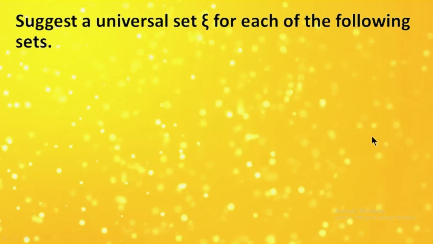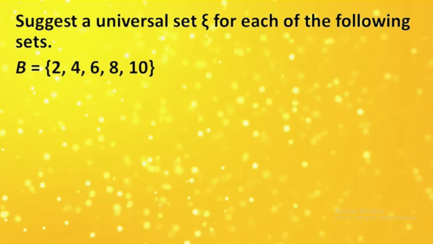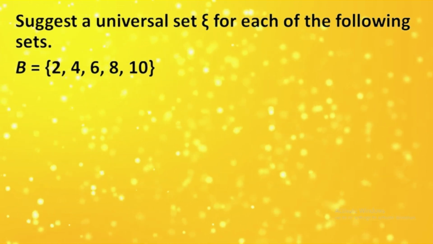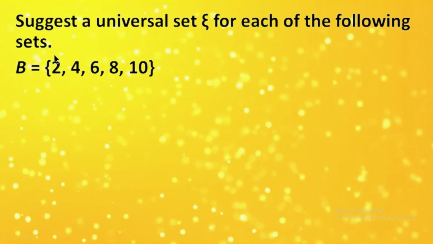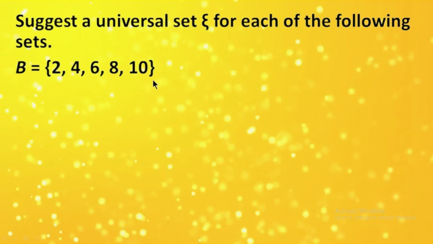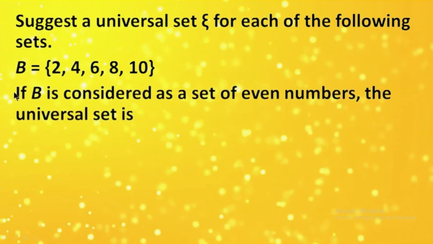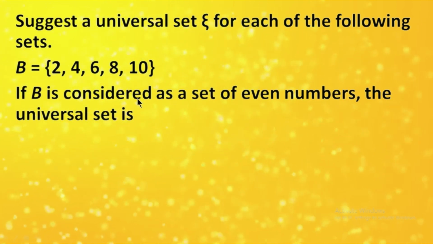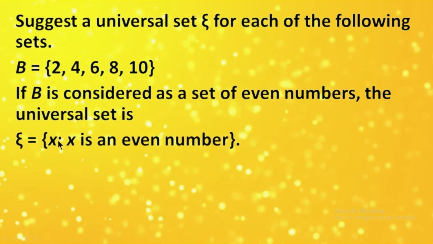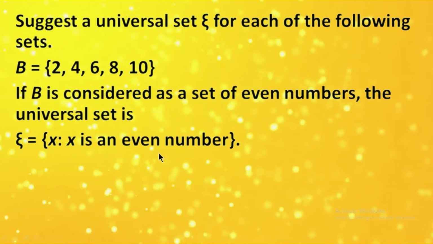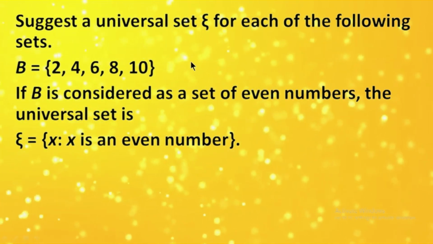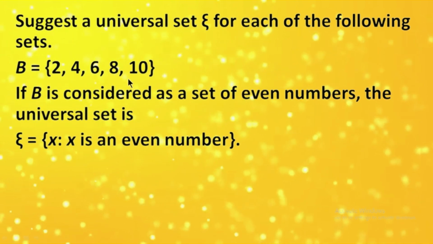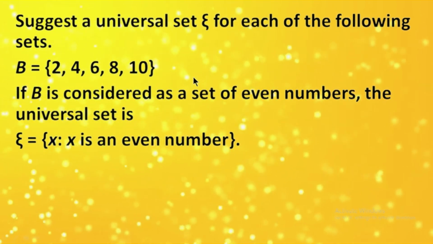Another example. Let set B, the elements are 2, 4, 6, 8, and 10. If B is considered as a set of even numbers, the universal set is X, where X is an even number, because all the elements of B, 2, 4, 6, 8, and 10, are actually even numbers.